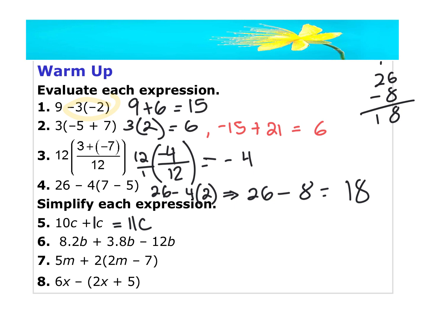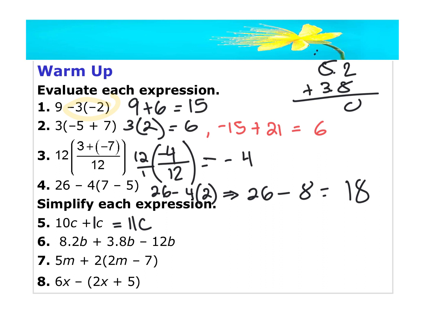Now, for number 6, I'm going to erase the work up here so I can work it out. We have 8.2b plus 3.8b minus 12b. I'm first going to add these two. So it's 8.2 plus 3.8. 8 plus 2 is 10. Carry the 1. 8 plus 3, it's 11 plus 1 is 12. Bring down that decimal. So we're going to get 12b minus 12b. So therefore, it's going to give us 0.